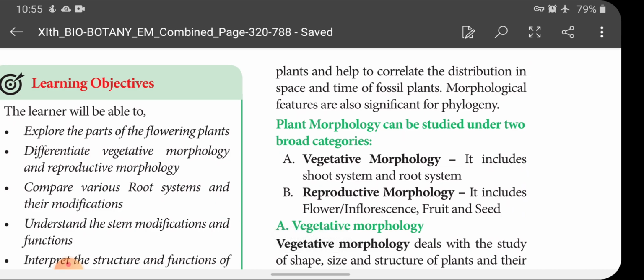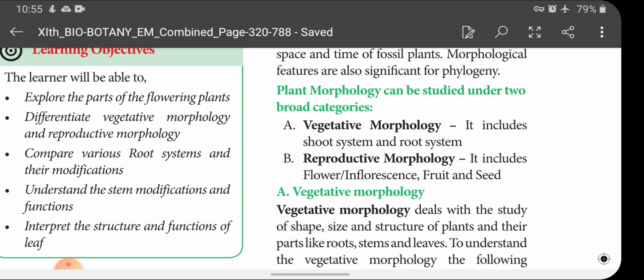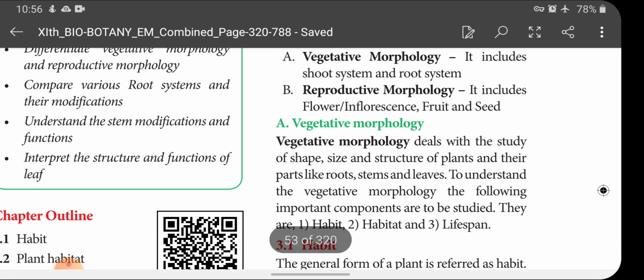So, plant morphology can be studied under two broad categories. What are the two broad categories under which plant morphology can be studied? One is vegetative morphology, another is reproductive morphology. What does vegetative morphology include? Vegetative morphology includes the shoot system and root system. Reproductive morphology includes flowers, inflorescence, fruits and seeds.